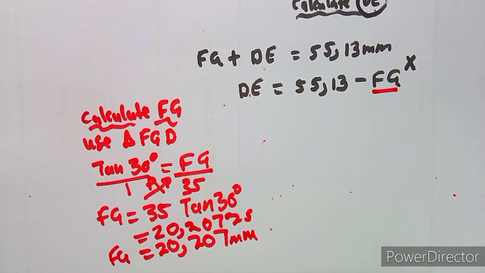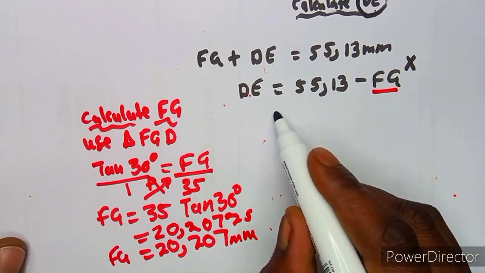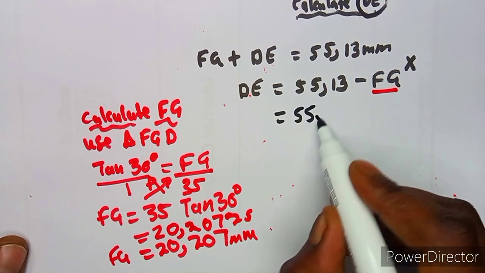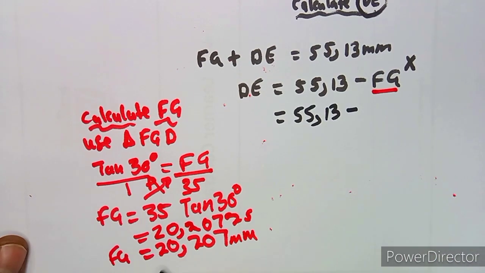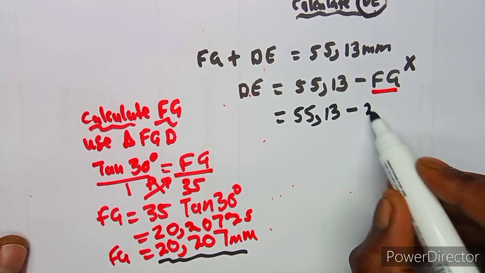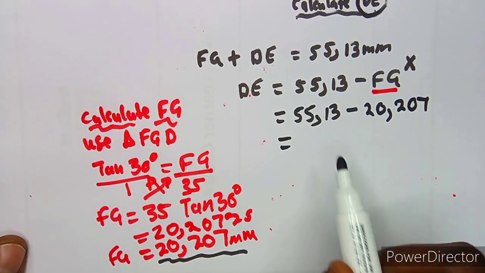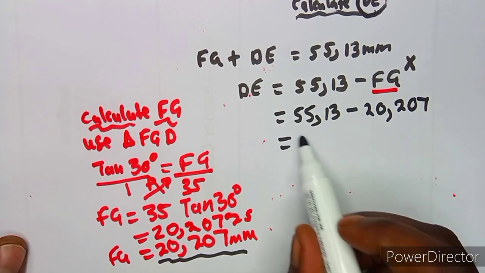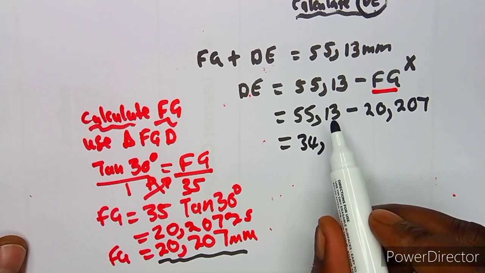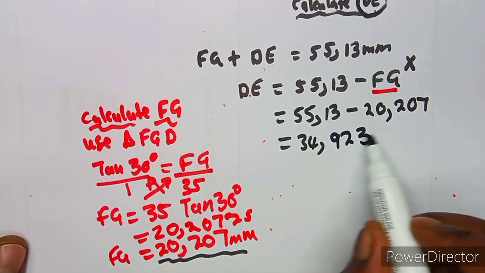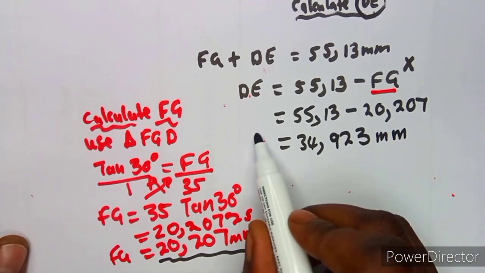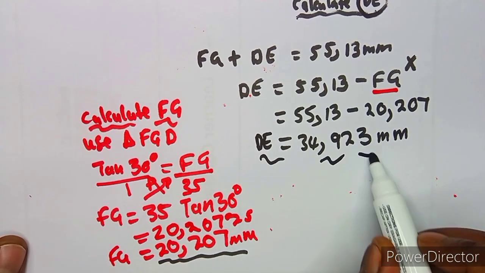All right, so now let's substitute here. 55.13 minus FG, which is this FG here, 20.207. So we are going to obtain 34.923, which is in millimeters. So we have determined DE in this case.